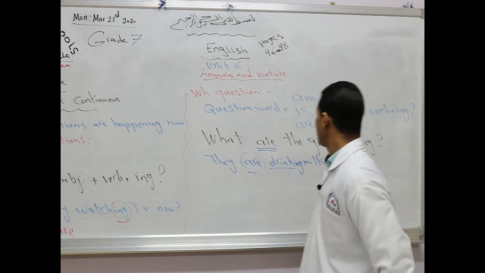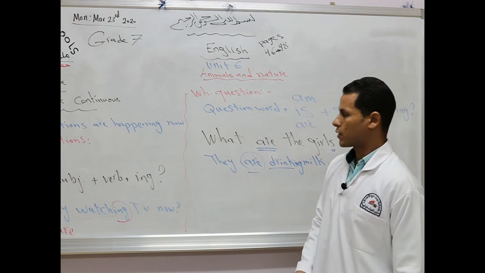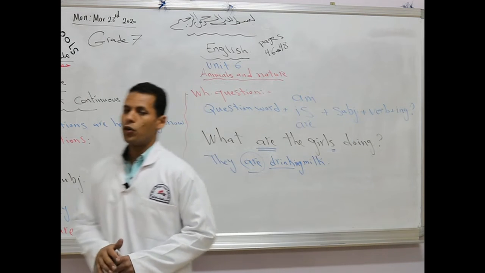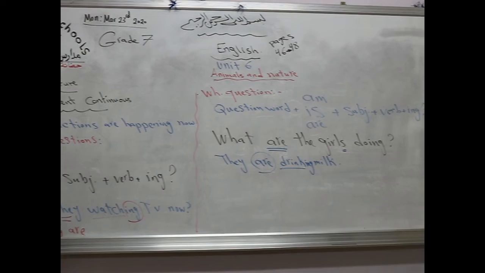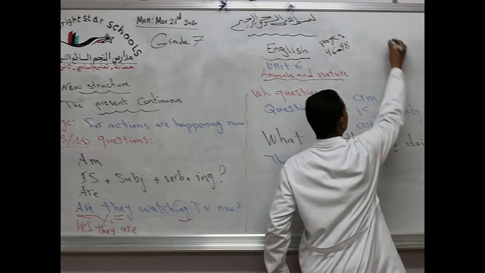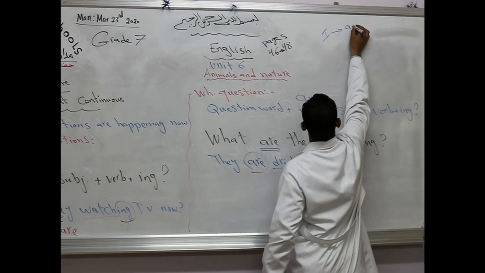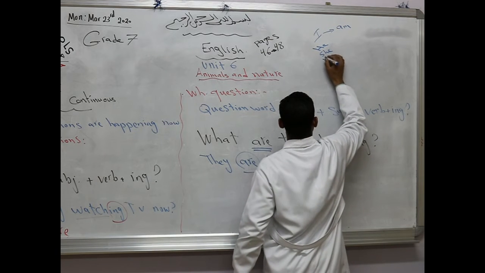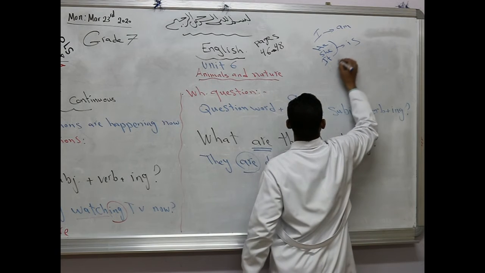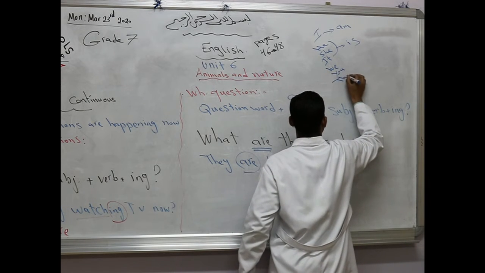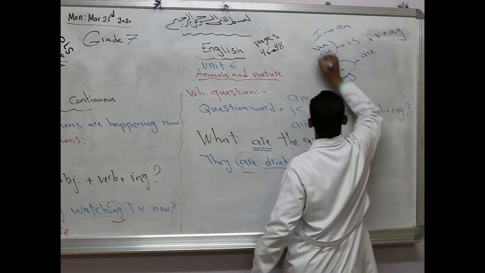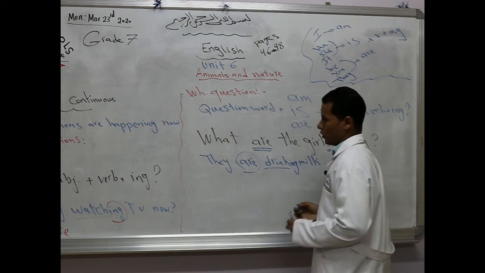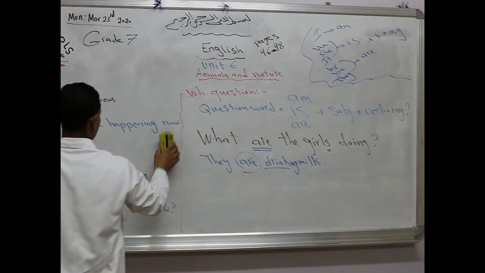And now we will answer some questions about the present continuous tense. Before you go to the questions, you should know when we use am, when we use is, when we use are. I said, I am, he, she, it, is, we, you, they, are, plus verb plus ing. You should know this rule before you go to the questions.